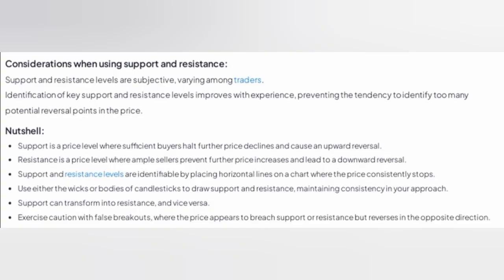reversal. Resistance is a price level where ample sellers prevent further price increases and lead to a downward reversal. Support and resistance levels are identifiable by placing horizontal lines on a chart where the price consistently stops. Use either the wicks or bodies of candlesticks to draw support and resistance, maintaining consistency in your approach. Support can transform into resistance, and vice versa. Exercise caution with false breakouts, where the price appears to breach support or resistance but reverses in the opposite direction.